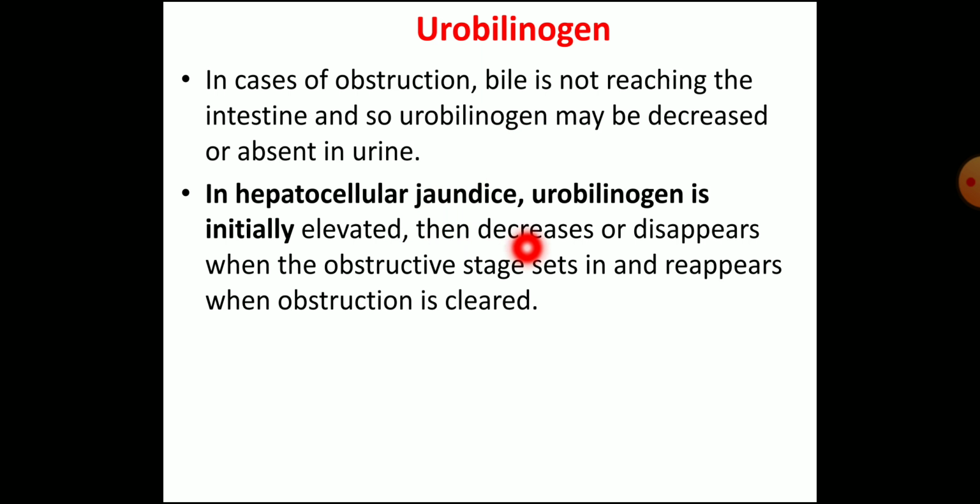In hepatocellular jaundice, urobilinogen is initially elevated and decreases or disappears when there is obstruction in the liver, and again reappears when the obstruction is cleared. That is in hepatocellular. In the early phase there will be elevated urobilinogen, then it will be decreasing or even absent, and again it will reappear when there is no obstruction or in the recovery stage.